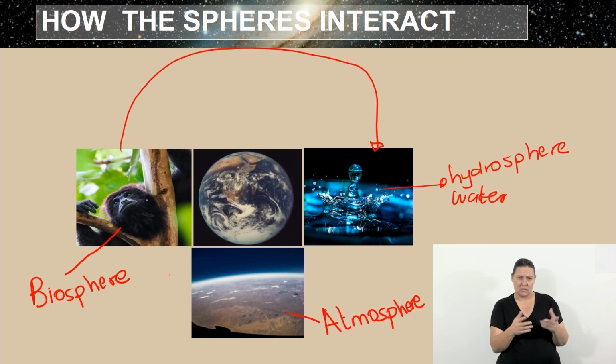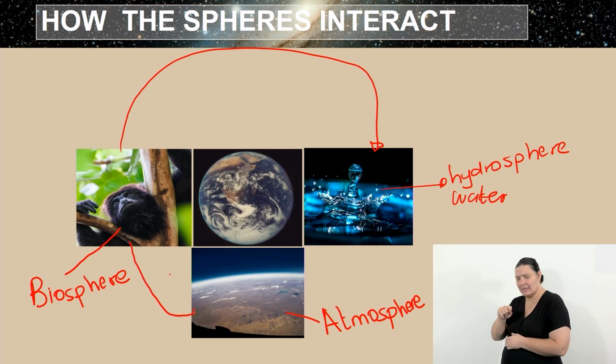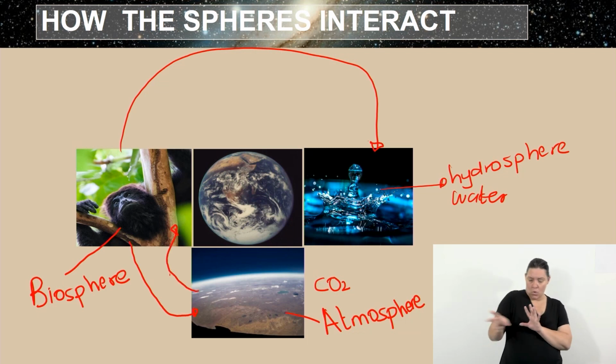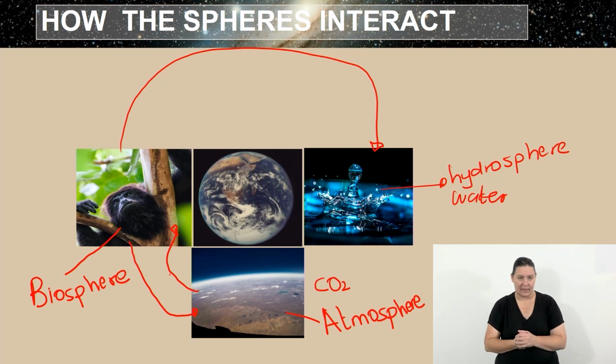Now, how does the biosphere interact with my atmosphere? Remember, during the process of photosynthesis, we said that we need the hydrosphere, which is the water from the soil, as well as the carbon dioxide from the atmosphere. Remember, in the atmosphere, we have gases such as carbon dioxide. So the carbon dioxide from the atmosphere will have to be absorbed by the plants in order for the process of photosynthesis to occur. So that is how the atmosphere is going to interact with the biosphere, and it is also going to interact with the hydrosphere. Now, let's move on to the next sphere to see how it interacts.